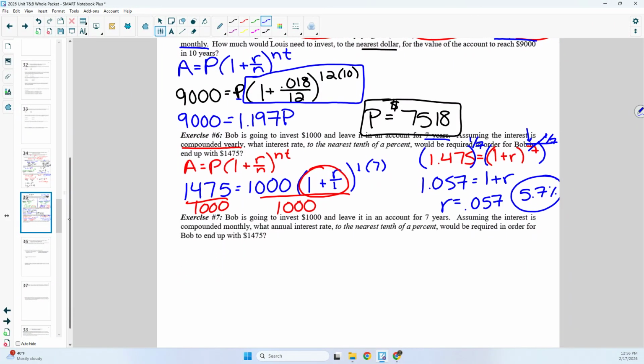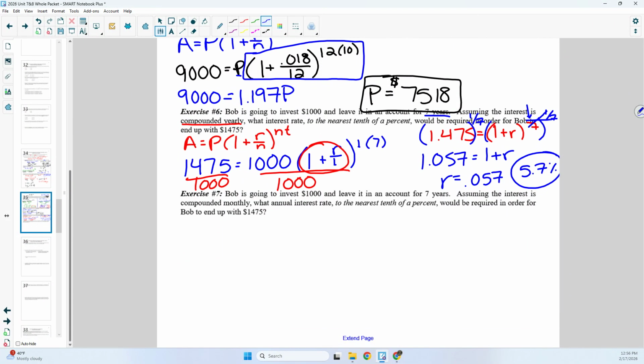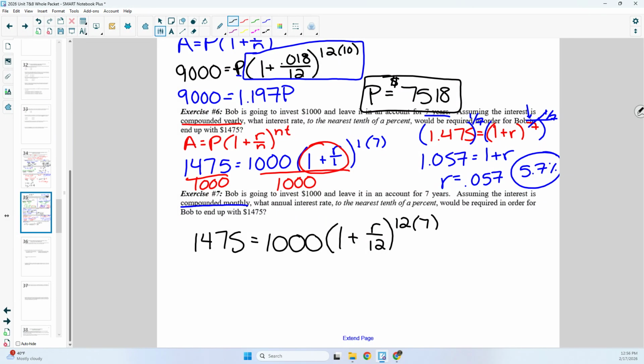So the next one is similar. We have the same exact situation, except it says compounded monthly. So I'm going to set up the equation. We'll see if there's a little more to this one. So I still want 1475. I'm still starting with 1,000. I'm still looking for R. Since we're compounding monthly though, I need to divide by 12 and then raise this to the 12 times 7.